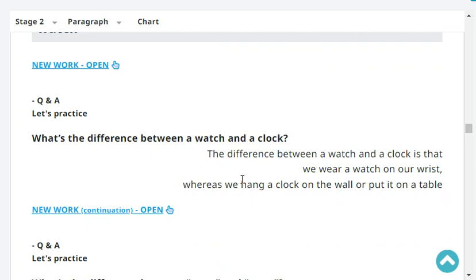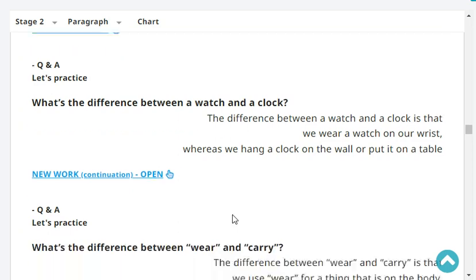Next, what's the difference between a watch and a clock? The difference between a watch and a clock is that we wear a watch on our wrist, whereas we hang a clock on the wall or put it on a table.